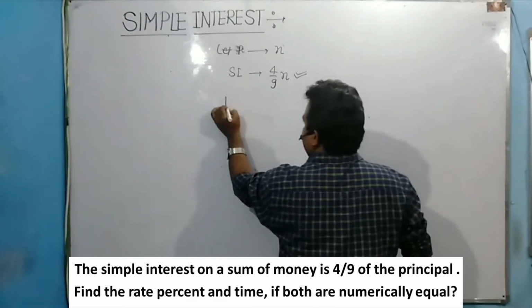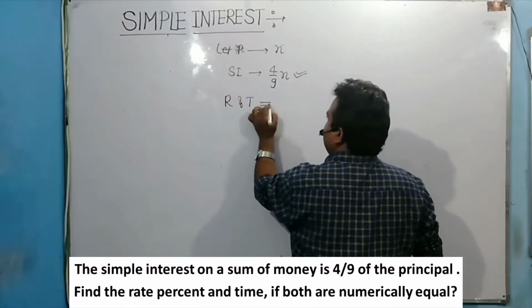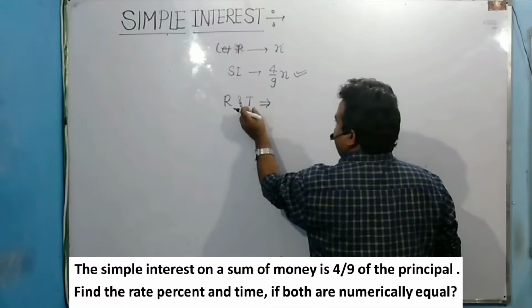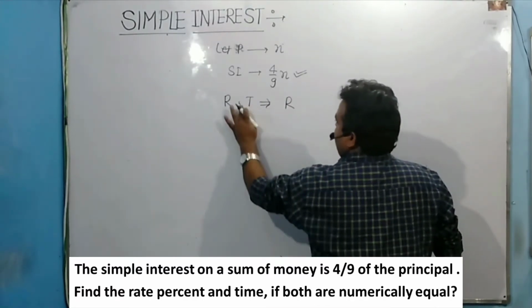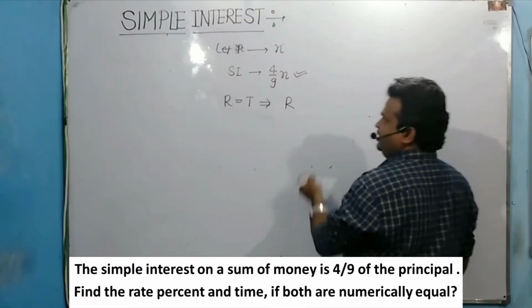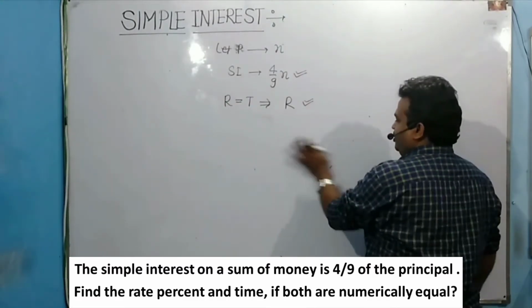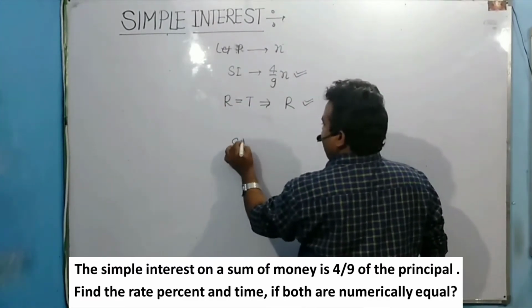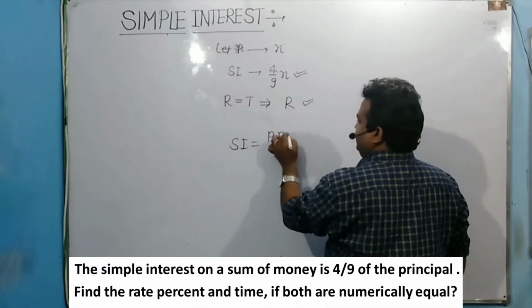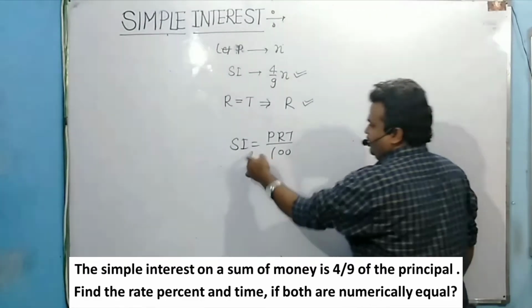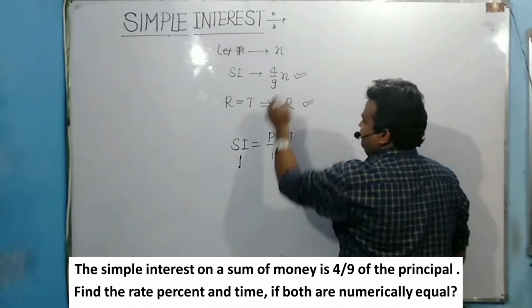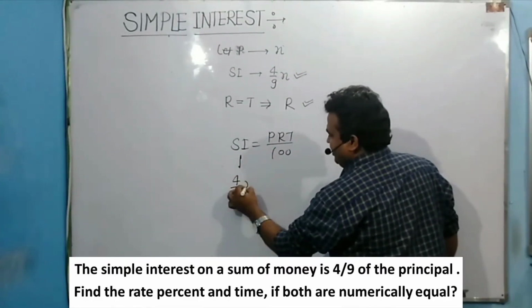And also rate and time are numerically equal. So either you can take t or r. I can take both as r, because both are numerically equal. It's given in the question. Now use the formula. Simple interest is what? PRT by 100. This is the simple formula of simple interest. Now simple interest is what? 4 by 9 of principal. So I can write here 4 by 9 into x.